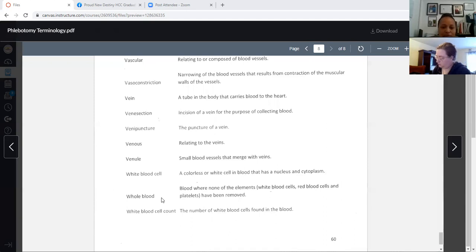Whole blood, you want to highlight. Whole blood is blood where none of the elements have been removed. And the elements are white blood cells, red blood cells, and platelets. It's the whole complete components of blood. Nothing has been removed. White blood cell count, the number of white blood cells found in the blood. So white blood cell, that's WBCs.